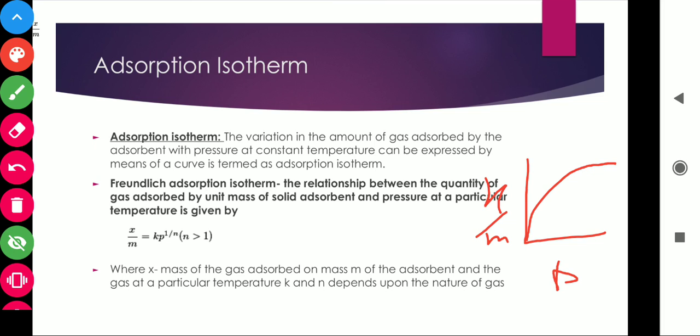This curve shows that on increasing pressure the amount of adsorbed gas also increases, but at a particular pressure it becomes constant. This depends on the nature of the gas.